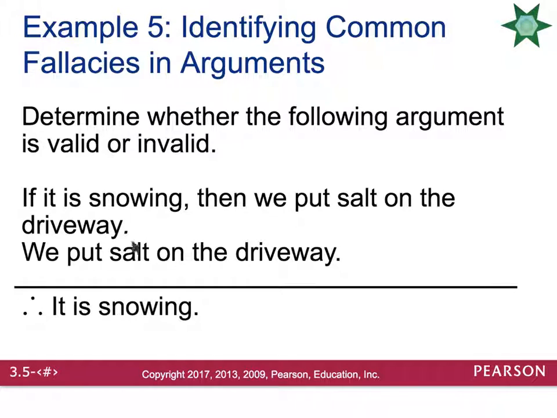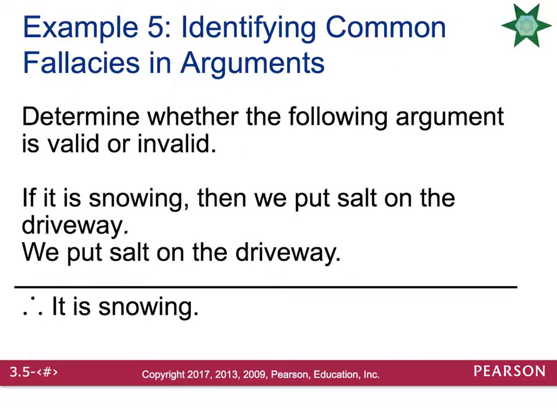Let's identify a common fallacy. If it is snowing, then we put salt in the driveway. And the other premise is that we put salt in the driveway. Now that does not mean that it's snowing. Remember, this is an if-then. It's not an if and only if. So we say if it is snowing, then we put salt in the driveway, and then we do put salt in the driveway. Maybe we just put salt in the driveway when it wasn't snowing. Maybe it was just ice or hail or something. So it doesn't necessarily mean that it's snowing.